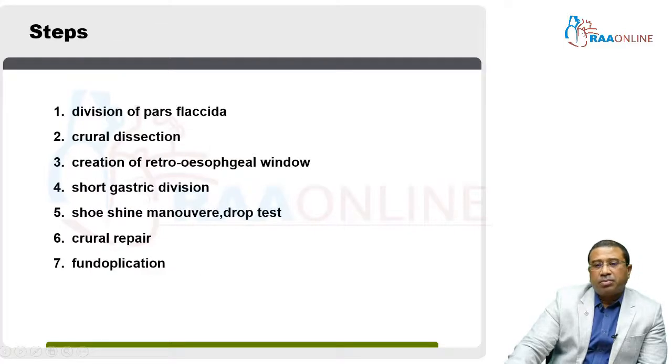All right. So what are the steps of this procedure? The initial step is the division of the pars flaccida or the gastrohepatic omentum. The second one is dissection of the crura and identification of the right and left crus of the diaphragm. Third one is creation of the retroesophageal window. Fourth one is short gastric division. Then to identify whether you have done enough of a mobilization, you have to do a Shoemaker's maneuver and a drop test. Then finally you have to do a cruroplasty, and then finally the fundoplication.